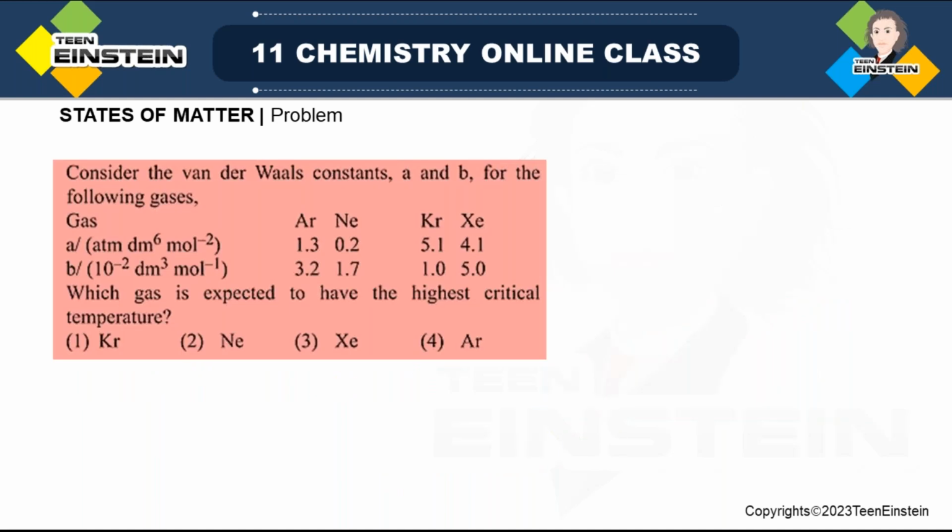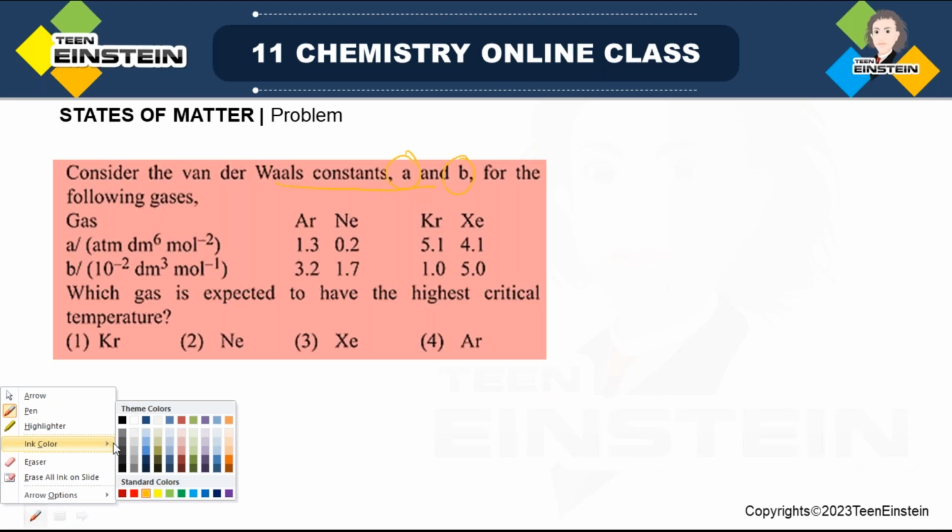Next question. Consider the Van der Waals constants A and B for the following gases. So how many gases are present?